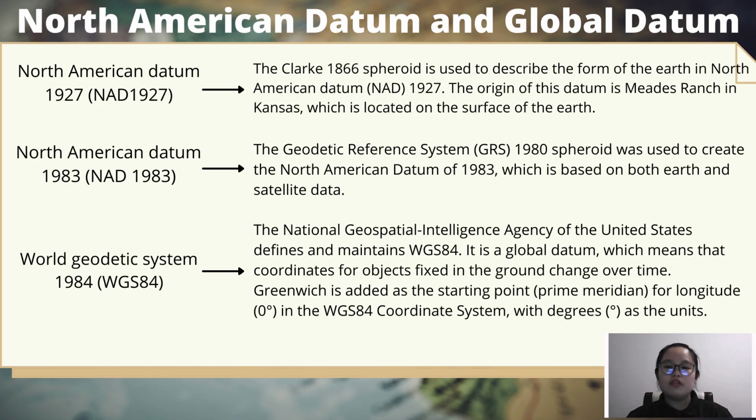The Geodetic Reference System 1980 spheroid was used to create the North American datum of 1983, which is based on both Earth and satellite data. World Geodetic System 1984. The National Geospatial-Intelligence Agency of the United States defined and maintains the WGS-84, a global datum, which means that coordinates for objects fixed in the ground change over time. Greenwich is the starting point of longitude in the WGS-84 coordinate system, with degrees as the unit.